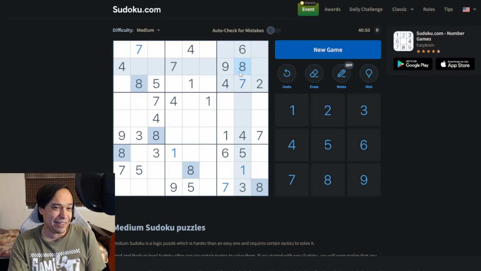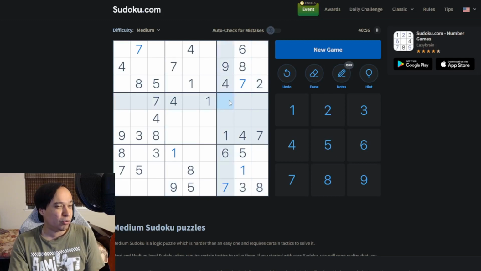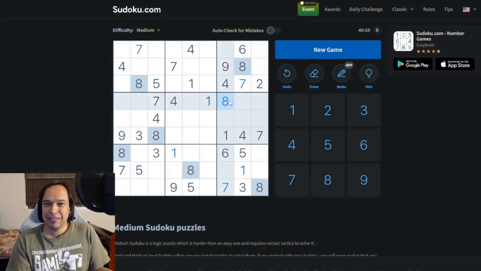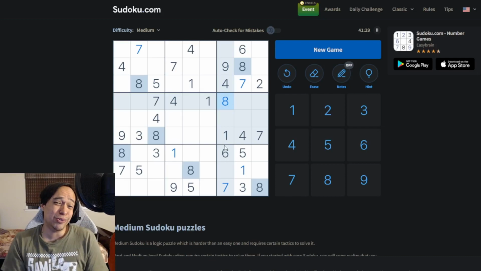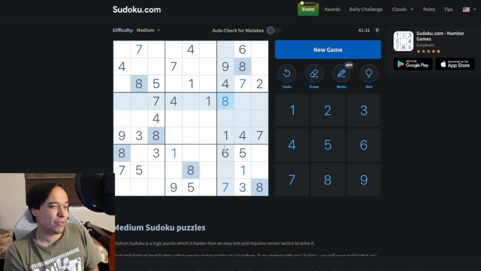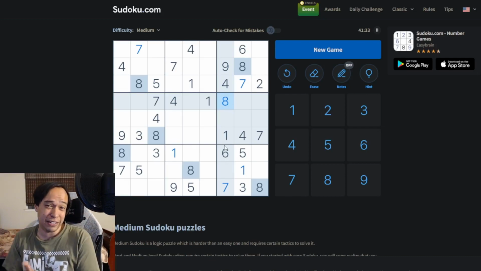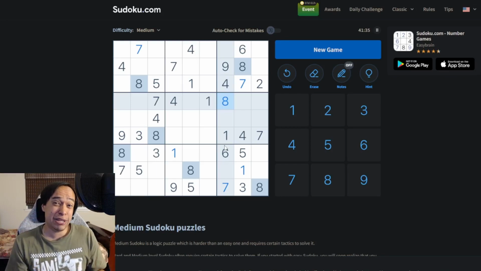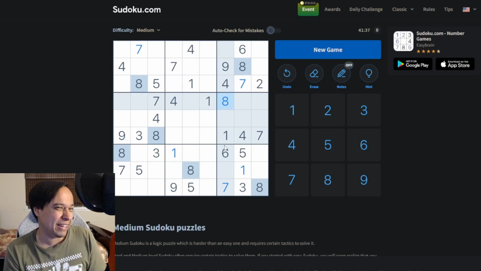However, I see an 8 here, eliminating this one, and the 8 here, eliminating this one, which means the 8 is only going to be in this one right there, and voila. You can also almost go backwards in a sense. Not really backwards, but you can also figure out the numbers and the possibilities from eliminating the possibilities. So you're only really left with 1.